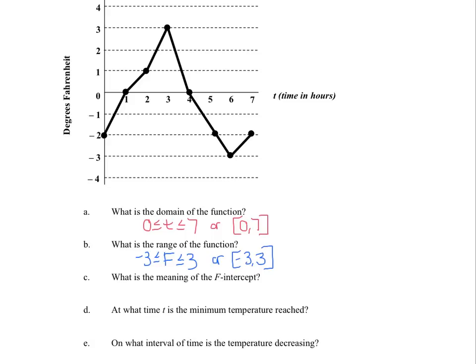Part C asks, what is the meaning of the F-intercept? Well, the F-intercept is right here. That's when T equals 0. So the F-intercept is the temperature at midnight.